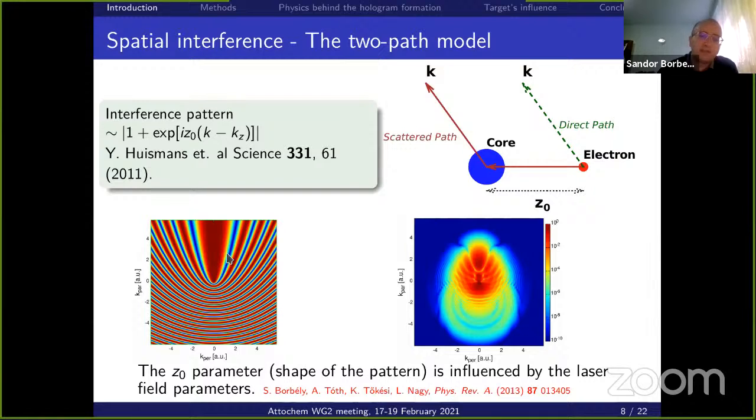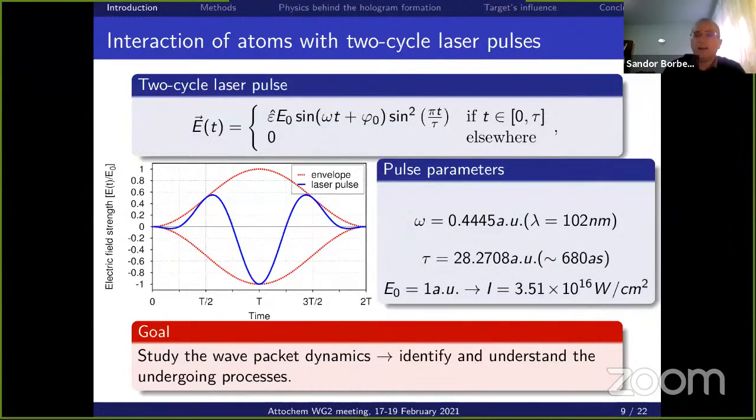If you plot this interference pattern, you see it's very similar to the interference pattern which you can obtain using ab initio calculations, namely the numerical solution of the Schrödinger equation. This very simplistic model can be used to understand how the laser field parameters influence the shape of this interference pattern. But here I won't talk too much about this because I have another subject.